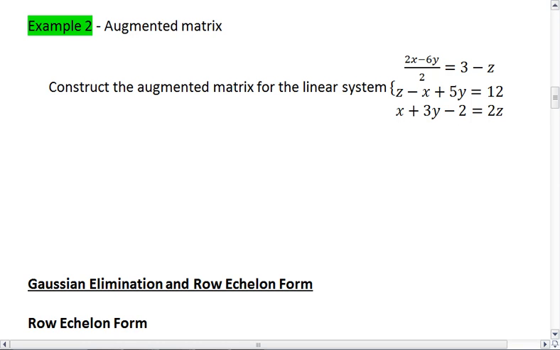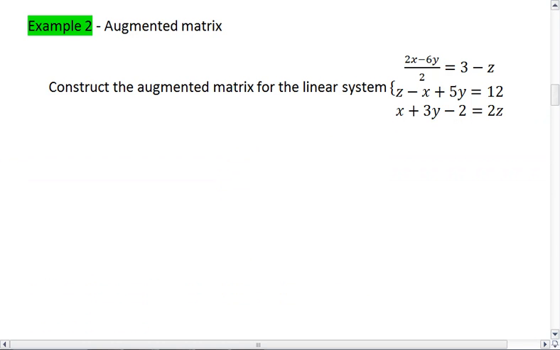Go ahead, try to come up with the augmented matrix for this linear system of x, y, and z. First, you're going to want to put it in standard form and then go from there. Try it on your own first and then resume the video when you're ready to check your solution.